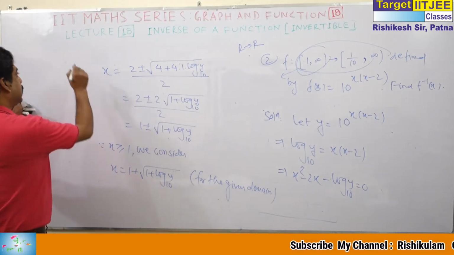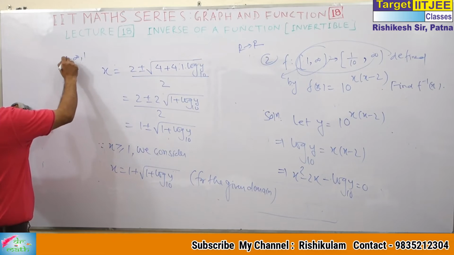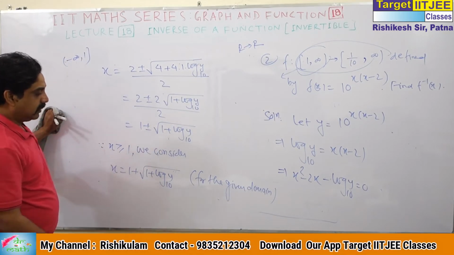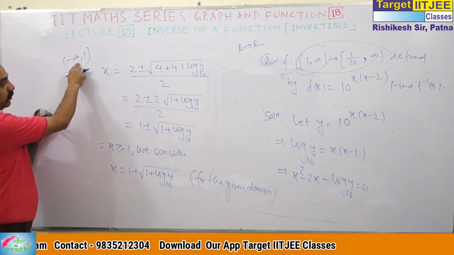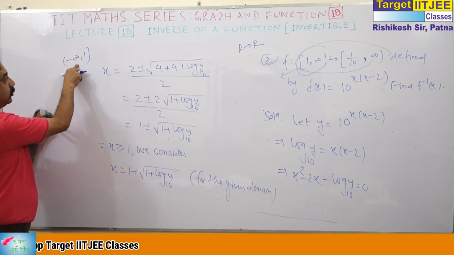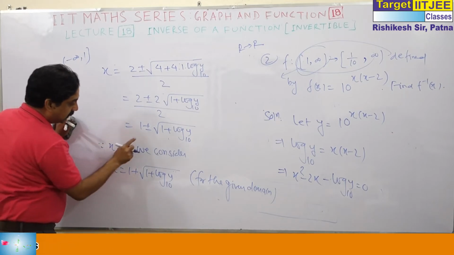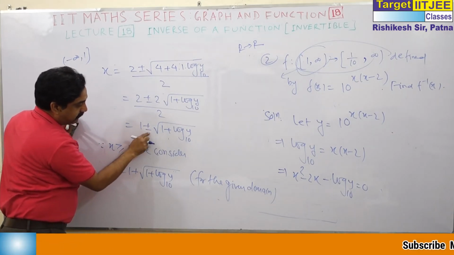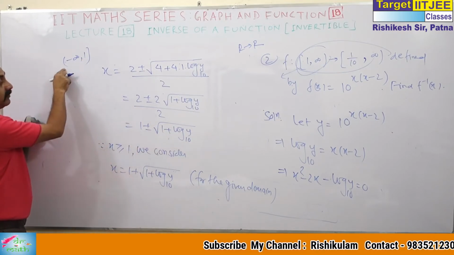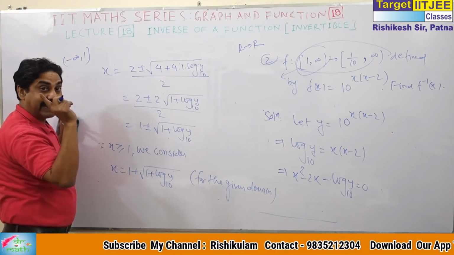If in this question the domain is from minus infinity to 1, suppose this is the domain, what do we do? This is less than 1, in this case we consider what? Minus. For x greater than 1 it is 1 plus something, for x less than 1, if given, it is 1 minus something.